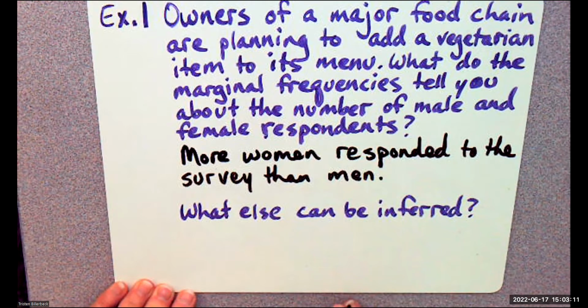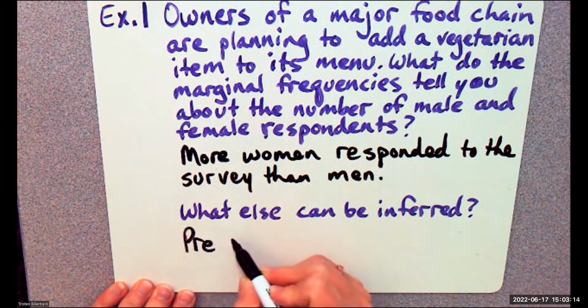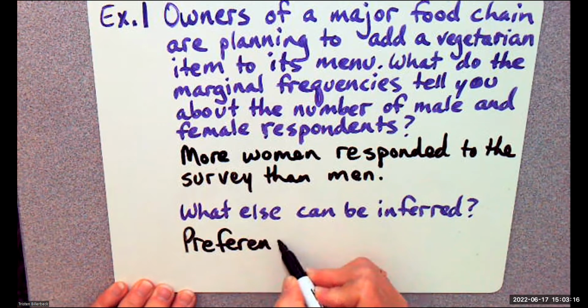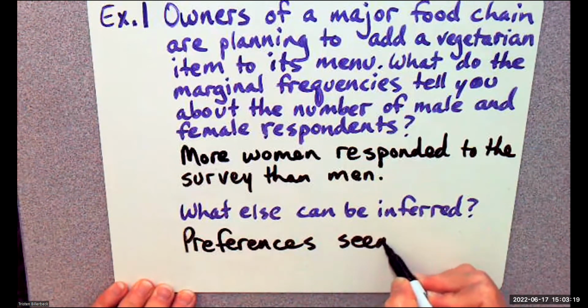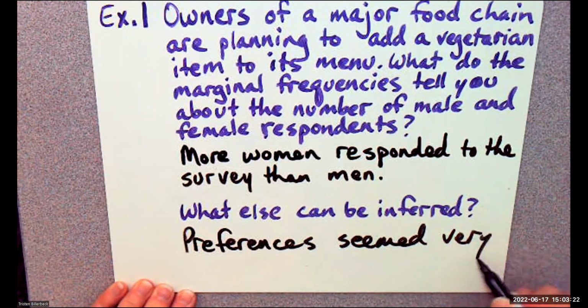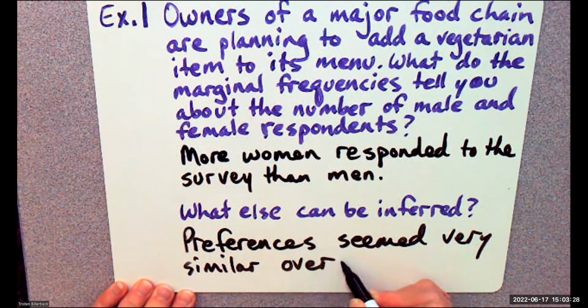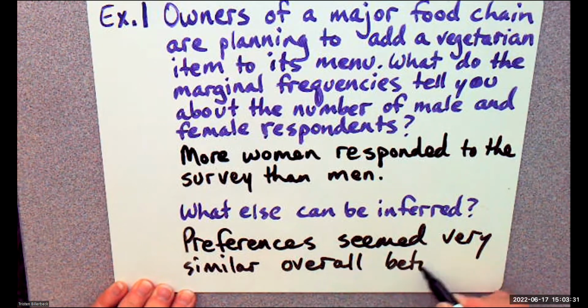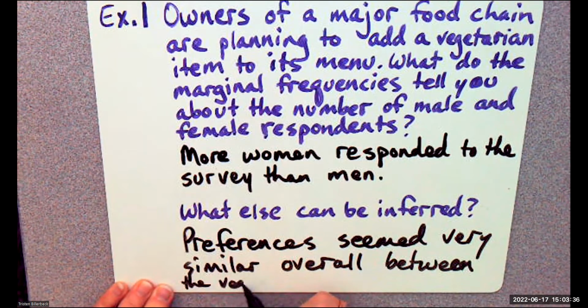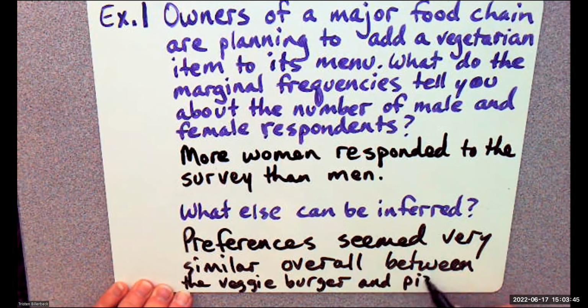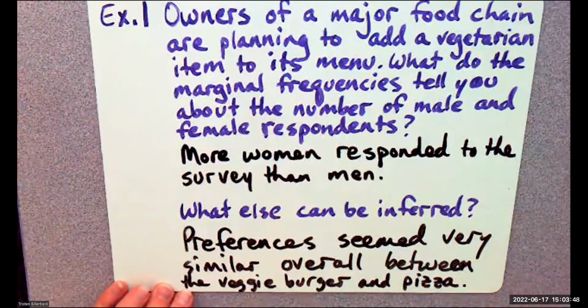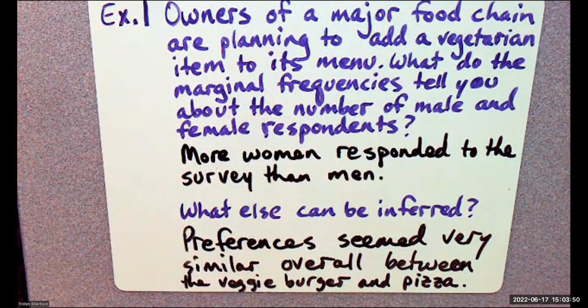And then we can infer preferences were very similar overall between the veggie burger and pizza. So that's why we have to delve into this, or dive into the data a little more, to figure out what these numbers mean.